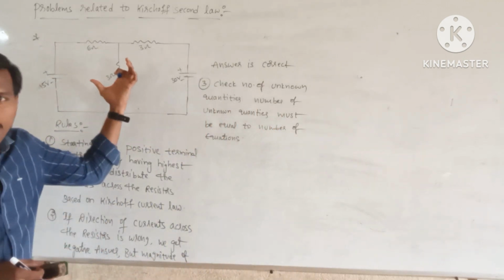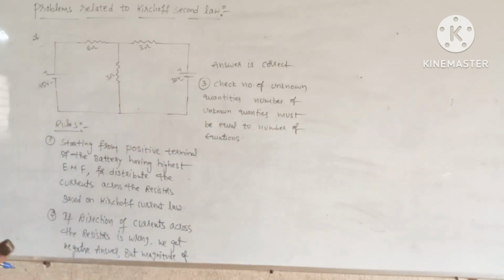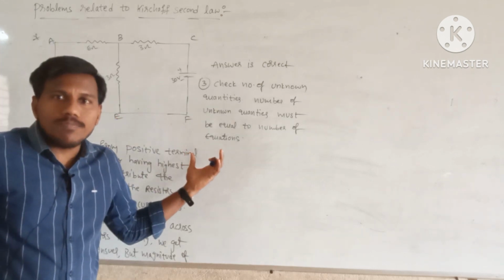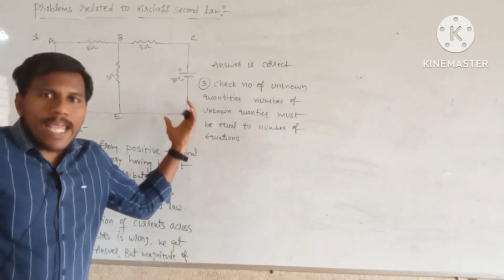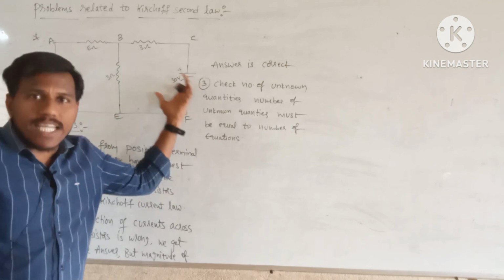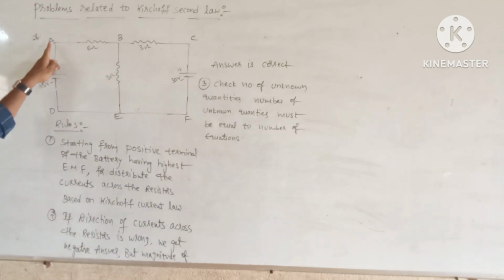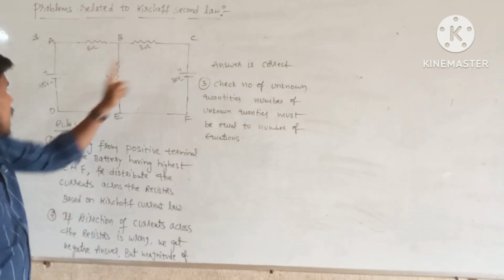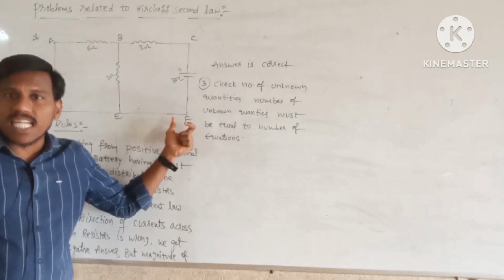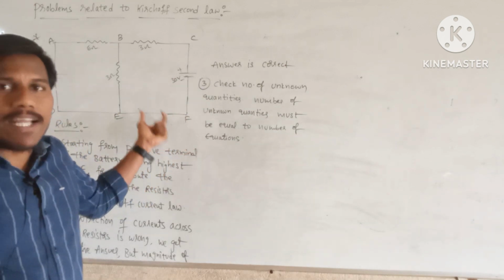Now I am going to solve this problem. First, what do we have to do? First we give names to the given diagram: A, B, C, D, E, F. These are the names I have given to this diagram.